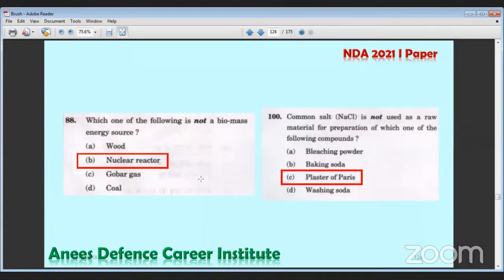So wood is a biomass, right? In many places, people use wood for lighting the stove. That is an example of this particular question. Gobar gas, of course people use. I am not sure what it is called, but during Holi they burn those, and it is a form of biomass. Coal, of course, we see that everywhere it's used in engines, in small industries, in house, for household purposes as well. So options A, C and D are eliminated. Option B is the correct answer.